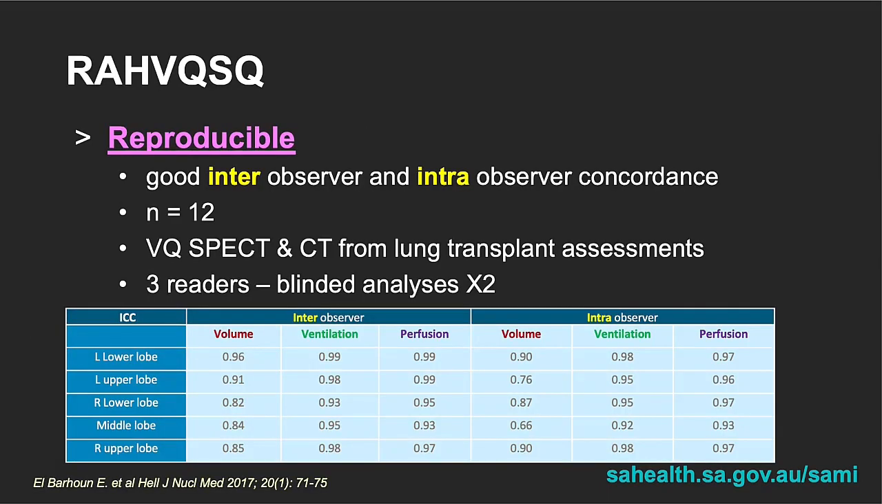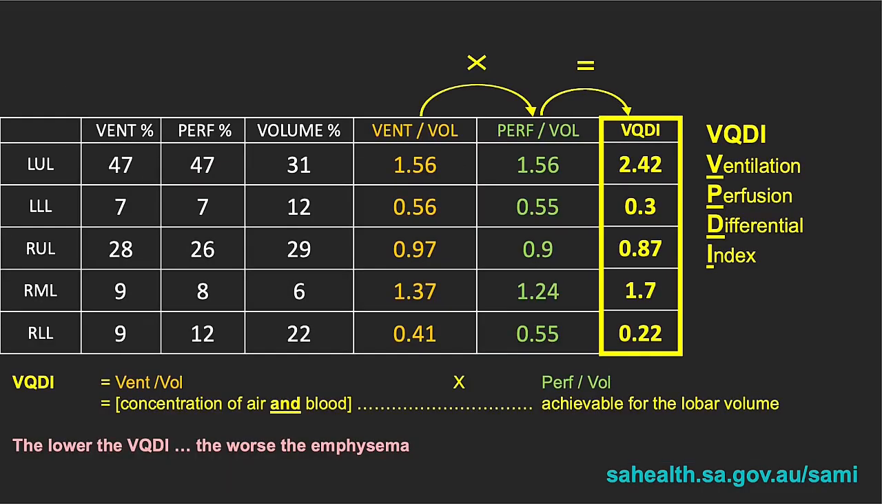In a study we published in 2017, we demonstrated that RAH VQ-SQ, as a program for lobar quantitation of ventilation, perfusion, and volume, is reproducible with good inter- and intra-observer concordance between 3 readers. We then devised a novel approach to the data analysis for the purpose of determining degree of lung damage in emphysema. We derived an index we termed Ventilation Perfusion Differential Index, or VQDI, which is a product of concentration of technegas and concentration of MAA for each lobe. The product reflects the achievable air-blood concentration for the volume of the lobe that it occupies. The lower the index, the worse the emphysema.